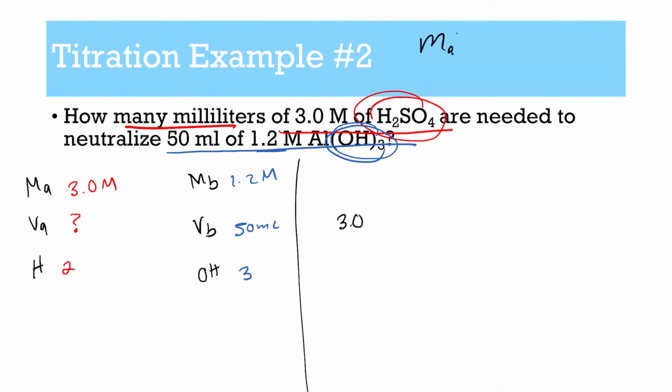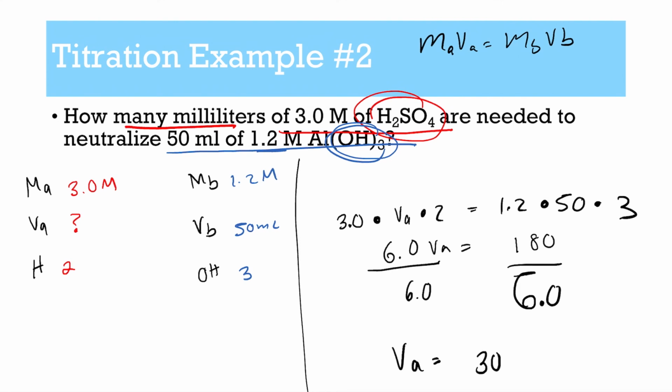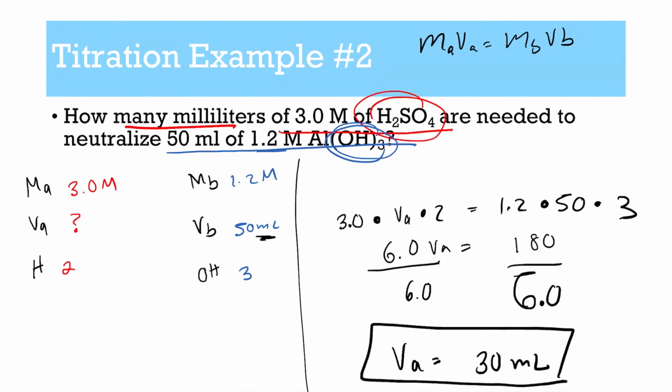So if we do this, we have our formula, MAVA, MBVB. So we have 3 times our VA times 2 equals 1.2 times 50 times 3. And so 3 times VA times 2 is 6. 1.2 times 50 times 3 is 180. So 6 VA equals 180. In order to get the volume of acid by itself, divide both sides by 6. Our volume of our acid is going to be 30. And our unit, if our base is in milliliters, our acid is going to be in milliliters.